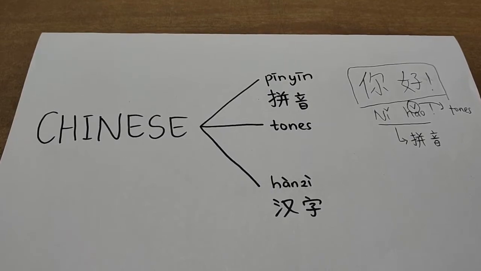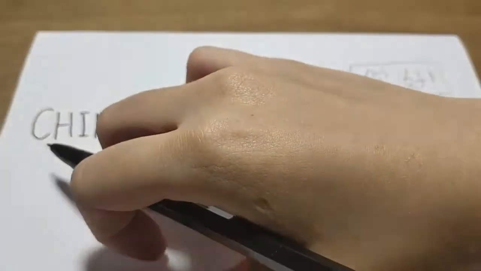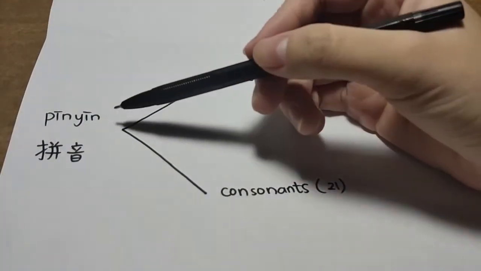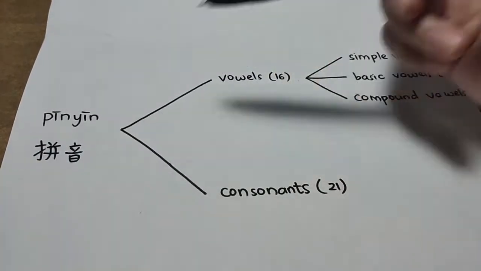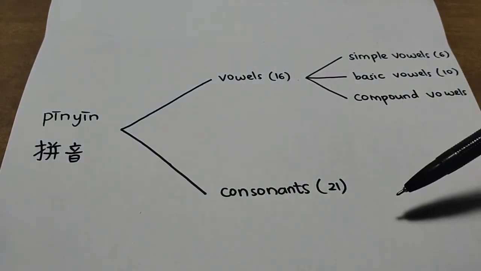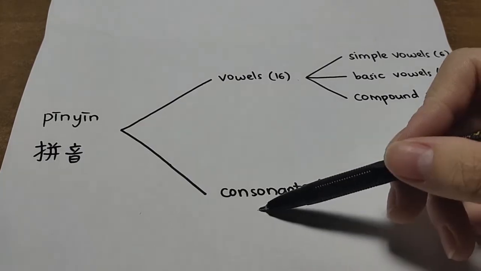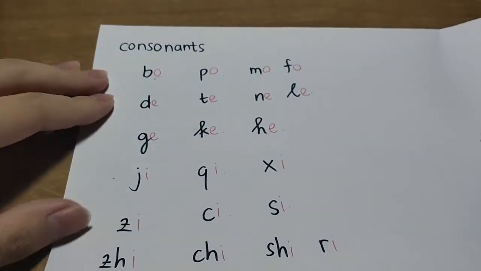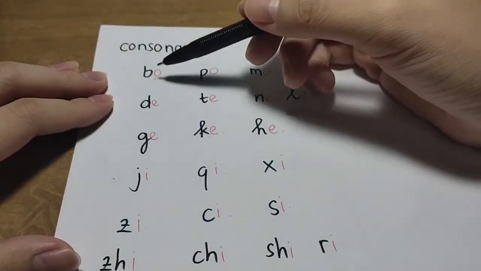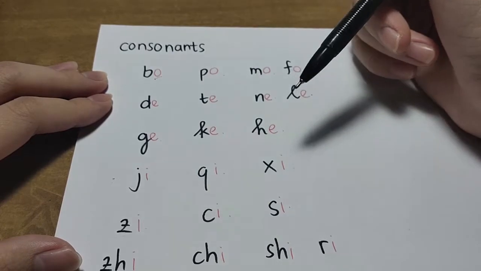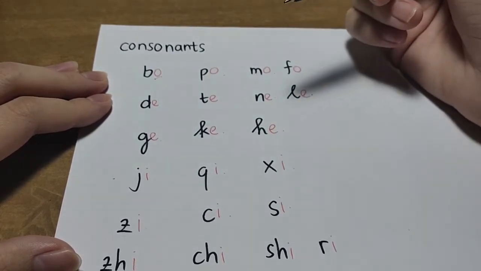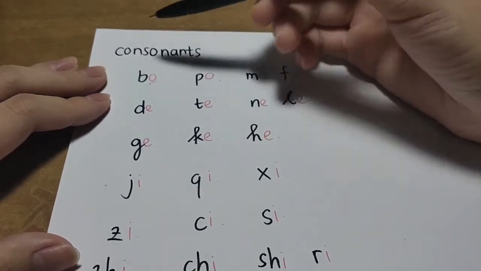Today we're gonna continue our Chinese lesson. Do you guys still remember about Pinyin or the Chinese alphabet? It has 16 vowels and 21 consonants. Today we're gonna learn about the consonants. In Chinese, there are 21 of them, and we're gonna use the help of the vowels to read them all. I'm gonna say it first and then explain it to you guys later.